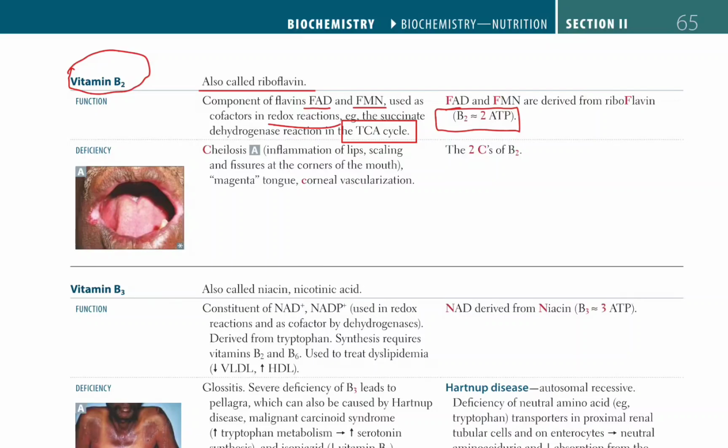Deficiency of vitamin B2 causes cheilitis. Cheilitis is inflammation of the lips, with scaling and fissures at the corners of the mouth. Also magenta tongue, which is like a purple tongue, and corneal vascularization. These are the two C's of B2: cheilitis and corneal vascularization.